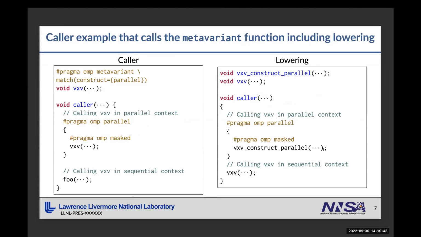Another one, a little bit more interesting, perhaps. You have a caller with a meta variant, again, construct parallel. You call from inside of a parallel region with mast, you call from a sequential context, and that automatically does what declare variant does. It selects the appropriate variant for this context. But because of the semantics of the meta variant, we're guaranteed that all of those endpoints get created, whether they're actually specialized or not.